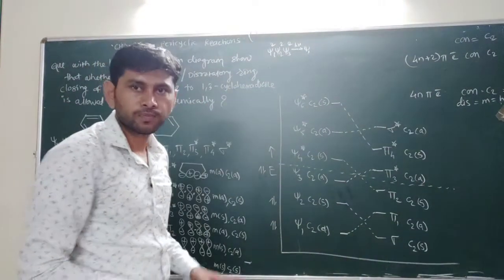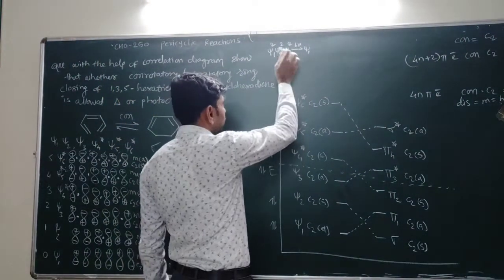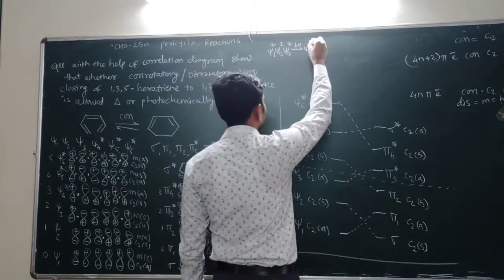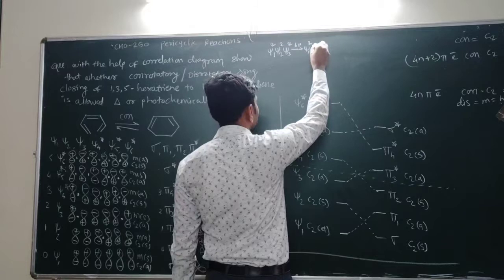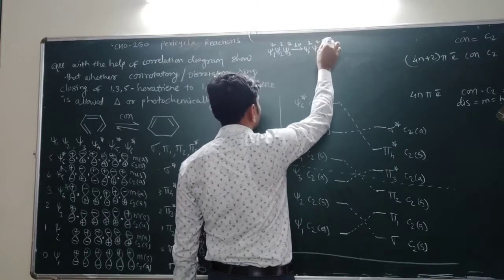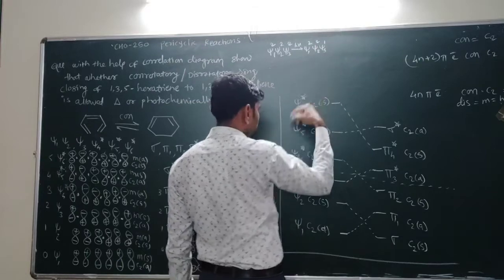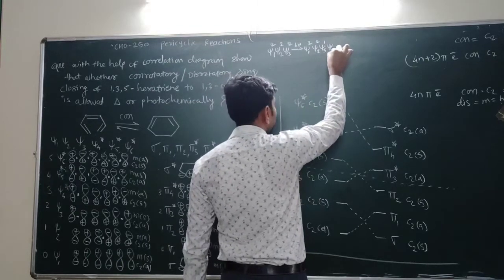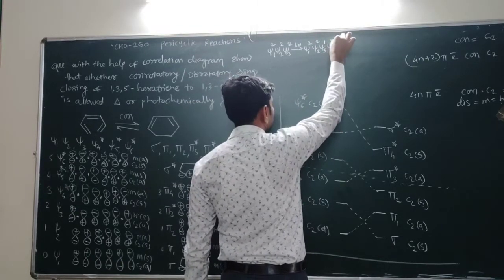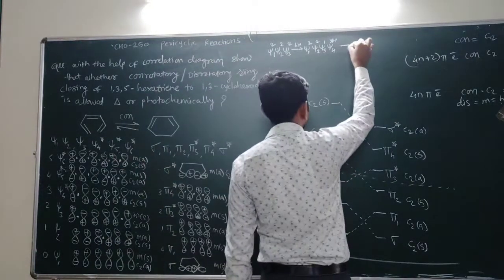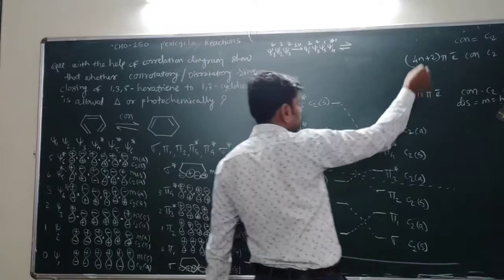So how can we show that excited state? Psi1 and psi2 contain 2 electrons each, but psi3 now contains only 1 electron, because one of the electrons goes to the excited state. Psi4 star contains 1 electron now. So this should be correlated with what? See, sigma.